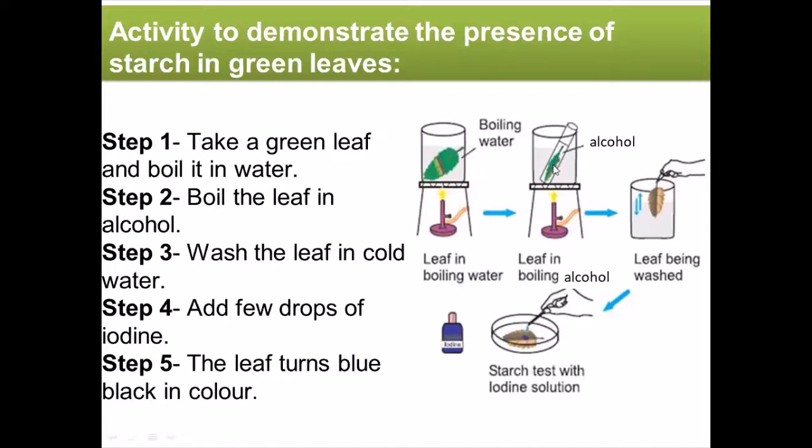Why do we boil the leaf in alcohol? And we can't boil it directly in alcohol, because alcohol may catch fire. That's why we boil it in such a way. We keep the leaf in alcohol in a test tube and we keep it in boiling water. In this way, we boil the leaf in alcohol.